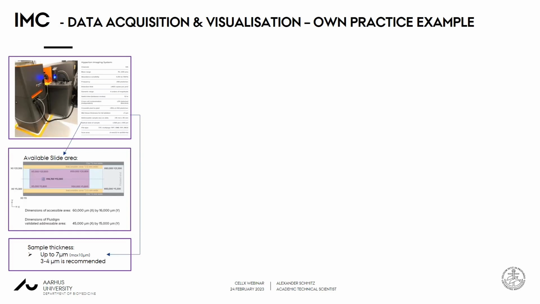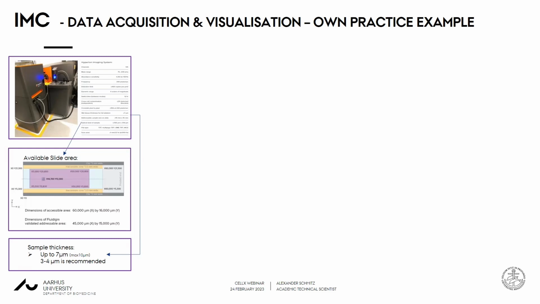And the other thing is, of course, the sample itself. The machine is recommended to be used for samples that are about up to 7 micrometers thick. 10 may also be possible. I've seen publications with that, and it also may work. But the recommendation is 3 to 4 micrometers in thickness of the sample. So let's see how it looks like.